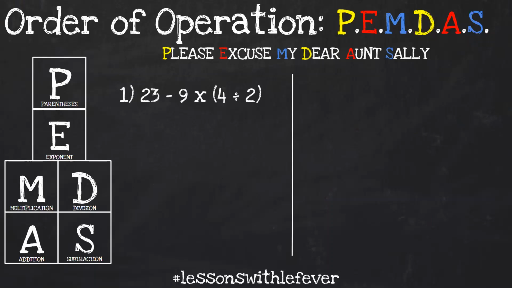So let's try 2 problems together, and then you'll be an expert. Number 1, 23 minus 9 times 4 divided by 2. When you're doing the order of operations, you just want to make sure you simply go in order. So first, I'm going to check my expression to see if it has parentheses. I do see parentheses here. 4 divided by 2. If I split up 4 into 2 groups, that's simple. It's 2. Now I drop everything else down and rewrite my expression. So my expression now says 23 minus 9 times 2.